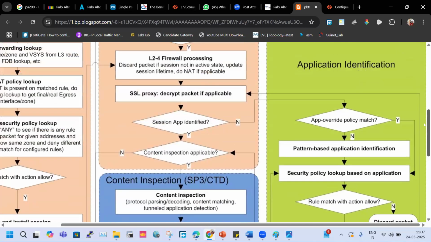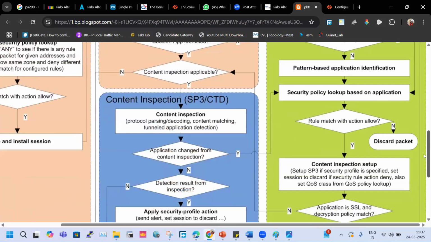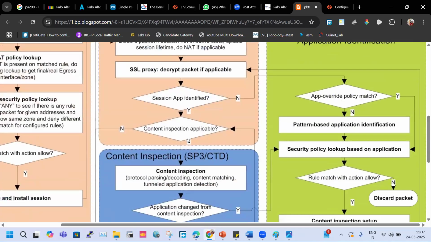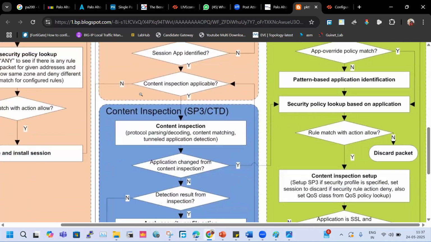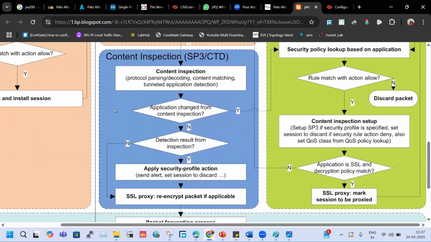So, have you understood? Yeah, it is clear. It will go for the content inspection, whether the content inspection is applicable or not. If it is applicable, then it will go for the content inspection. It will do all the checks, antivirus, anti-malware, bot, all those things will be checked by the signature. Then it will check whether the application is changing by the inspection or not, right?